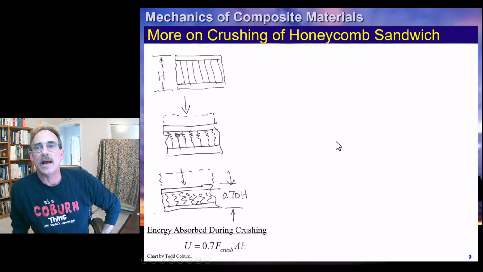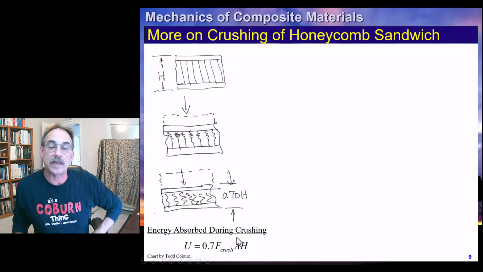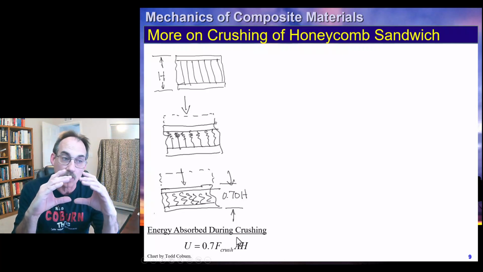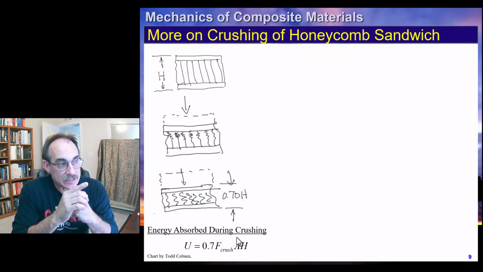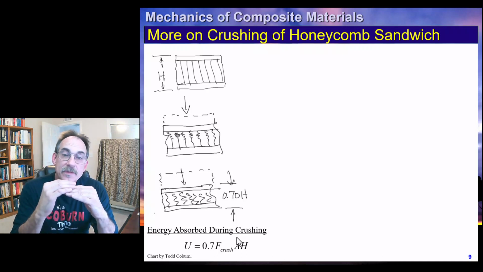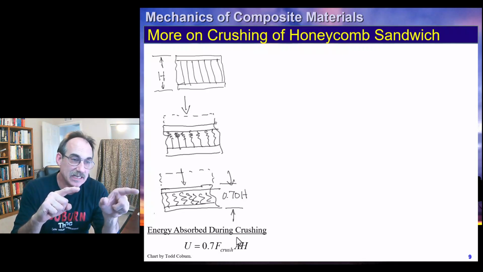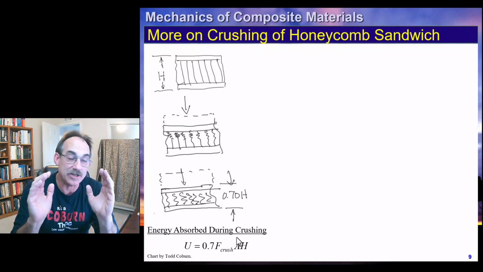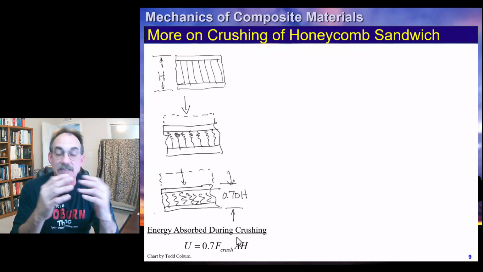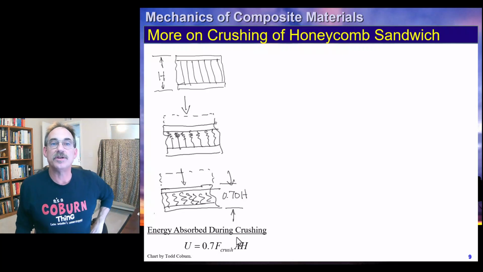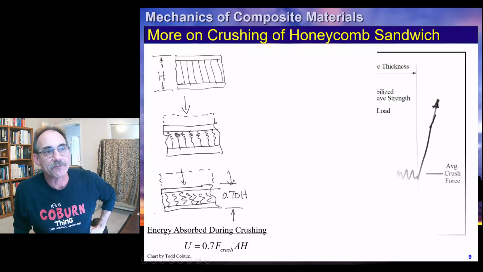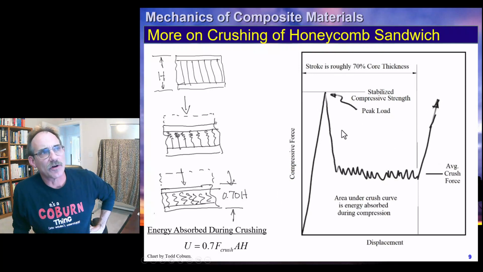Okay, now when we're doing this, we can calculate the energy absorbed during crushing. Since we can expect the solid height for a honeycomb core to be about 70% of the full height, then the crush stress, that's the crush allowable, times that area of contact, times 0.7 H is how much it's moving. That's the average energy absorbed during crushing. Okay? Now let's look a little further at this.